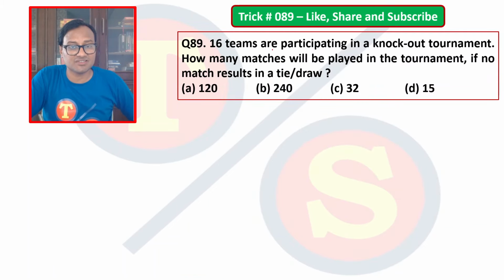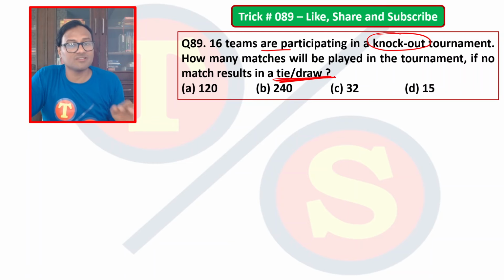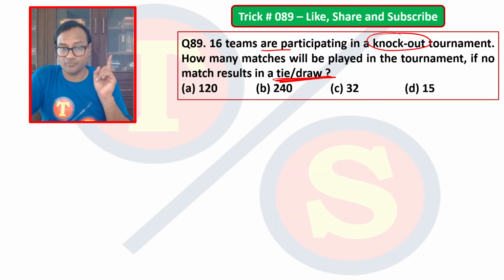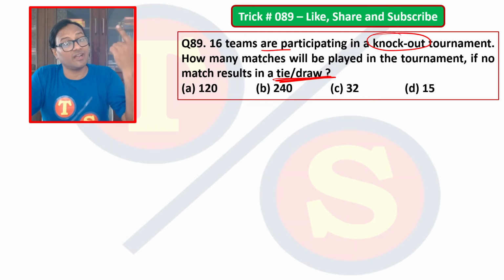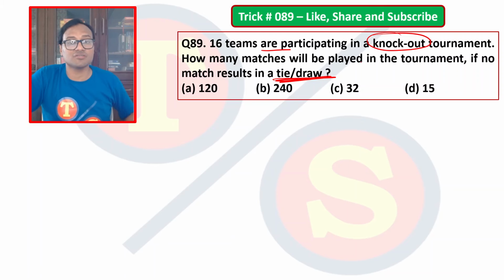After that, if I see that 16 teams are participating in a knockout tournament. A knockout tournament is a tournament in which in every match there will be some result. No match results in a tie or draw. There will be one winner and one loser. The winner will play the next match, but the loser will be eliminated, knocked out, out of the tournament. So in one match, we will find one loser. And if there are 16 teams, in the end we will find one winner and 15 losers. So there are 15 losers which are required.